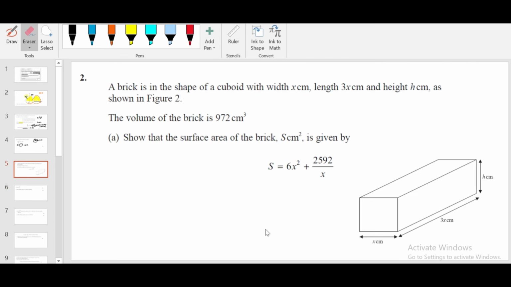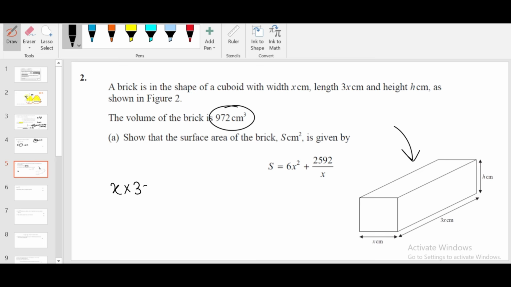This is from differentiation modeling. You have a figure of a brick given. The width is x, the length is 3x, height is h. The volume of the brick is given. You see, for this type of modeling questions, you need to change the word problem into a mathematical expression. So when they say volume is 972, what is the volume of the brick or a cuboid? Width times length times height. That's what is given. In other words, 3x square h is given as 972.